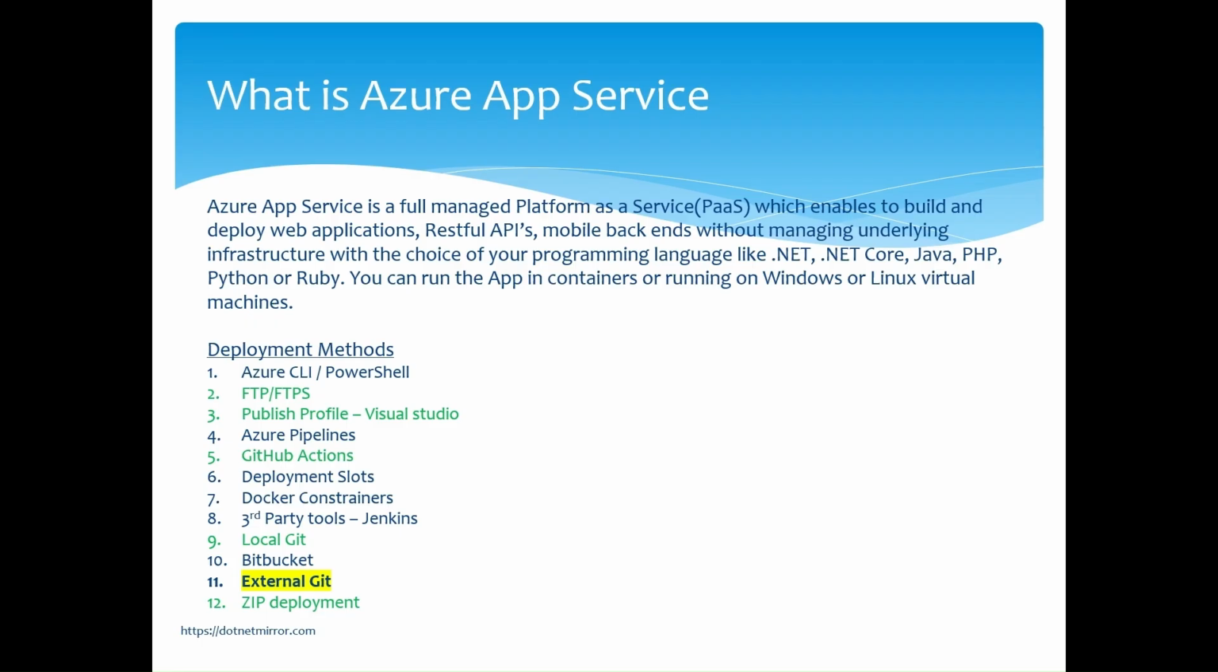The ones which are in green, I have already created videos which are available in my Azure App Service playlist. I will provide the link in the description. You can go through them. In this video, we will focus on the 11th one, which is highlighted in yellow color, which is external Git.